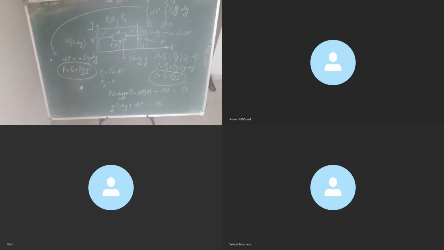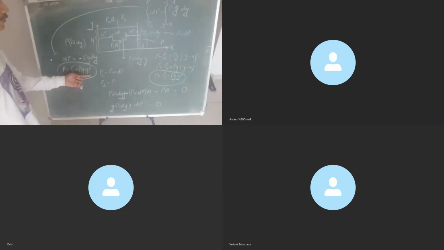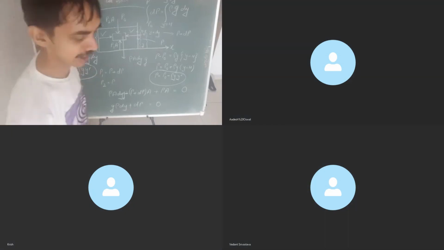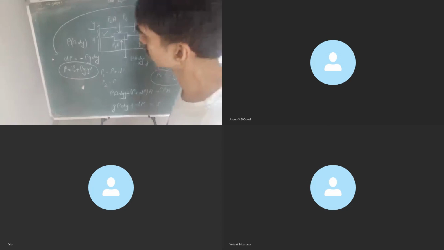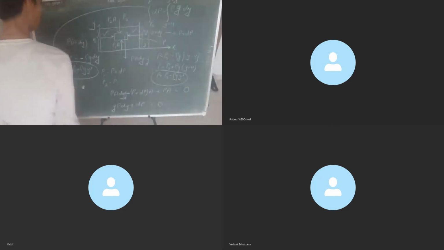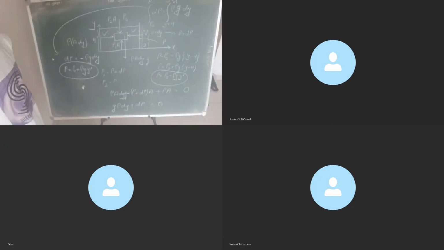Pressure will increase as we move down the tumbler, and this increase, please take the mathematical note of it, is linear. Is it okay? This is a linear increment. Agreed? Pressure will increase, and it will increase linearly. Clear? So P is equal to P naught plus rho gy.